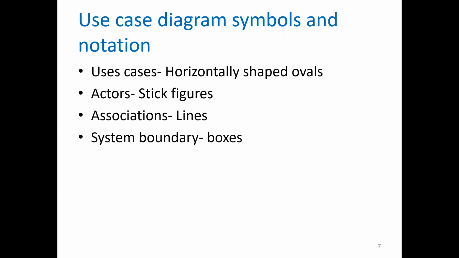Use case diagram symbols and notation. The notation for a use case diagram is pretty straightforward and doesn't involve as many types of symbols as other UML diagrams. Use cases are represented by horizontally shaped ovals that represent the different uses that a user might have. Actors are stick figures that represent the people actually employing the use cases.